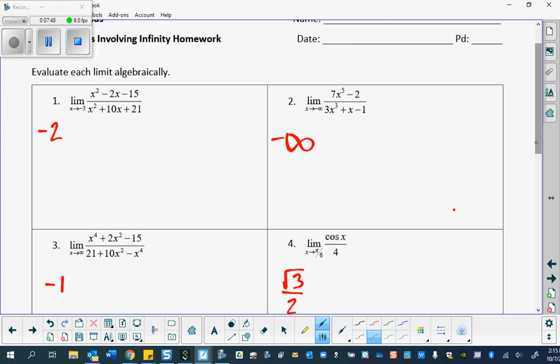Rule number 1 of finding limits is plug it in.